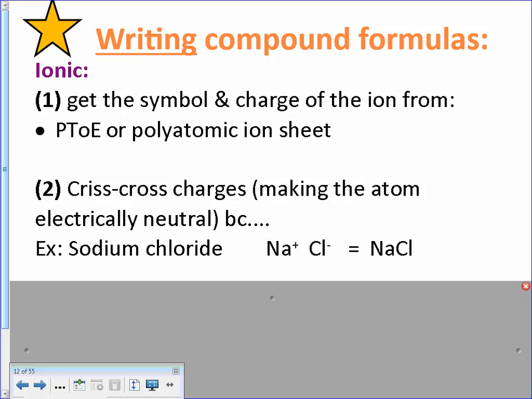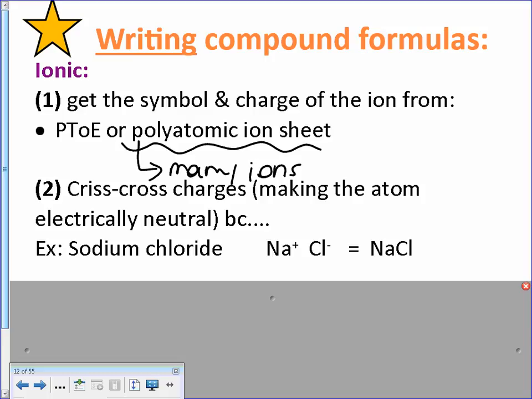Okay, so we actually just practiced writing formulas. We just crisscross charges. That's all we did. But sometimes we're going to have to find the charges or the other ions from a list, and that list is called the polyatomic ions. And that poly prefix means what again? Many. So many ions together. So there are things more complex than what we just did.